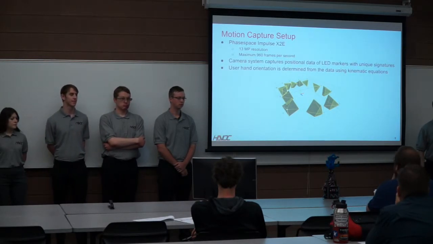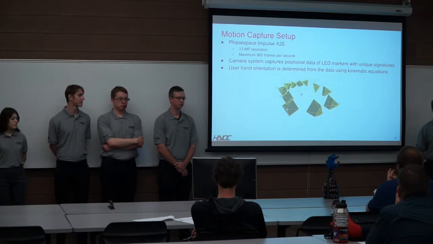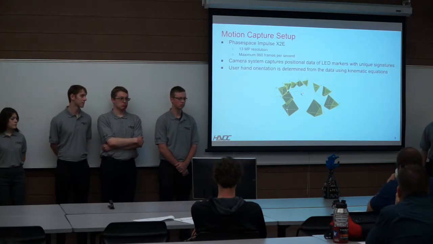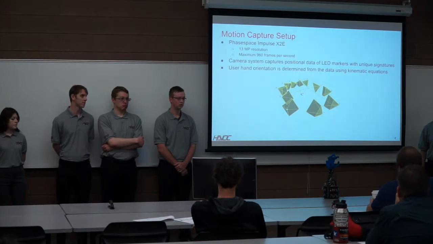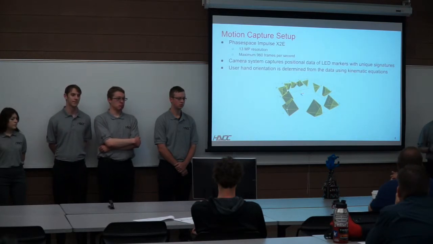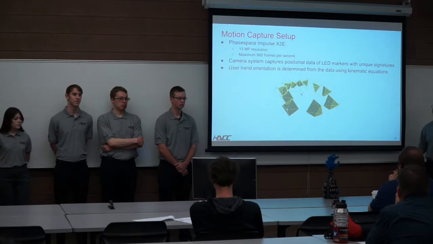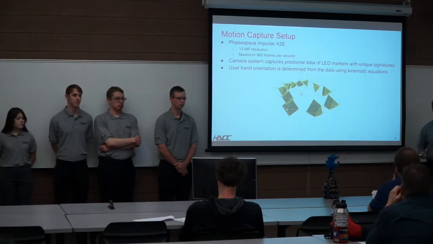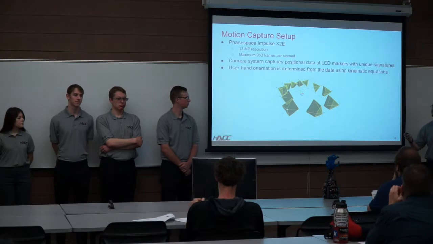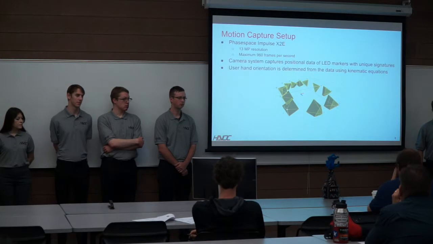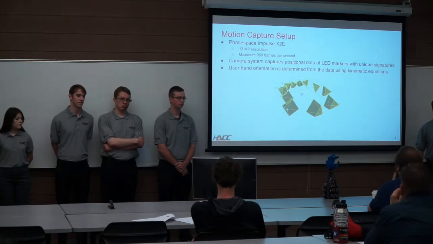The cameras themselves have a 13 megapixel resolution and operate at a maximum frame rate of 960 frames per second. The way that the cameras capture the data for the motion capture system is that they track LEDs, each blinking at its own unique frequency, that are connected to the operator's hand. These are all referenced within a base frame that is predefined within the space that we measure. The user's hand orientation and positional data is then transferred to the inverse kinematic equations for actuating the angles.